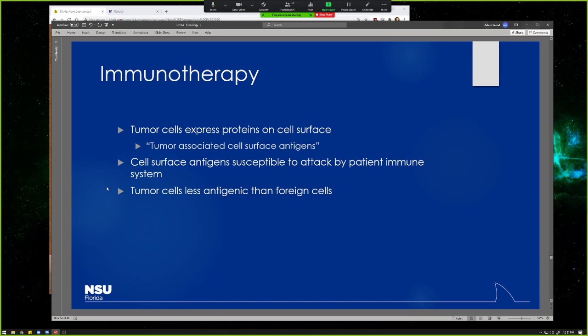All right. Another way we could try to attack cancer cells would be with what we call immunotherapy. This is basically where we are trying to take the patient's own immune system and ramp it up to attack these cancerous cells. Cancer cells tend to be a little less antigenic than foreign cells, but if we can stimulate the immune system, it can then start to attack those cells and get rid of them, right, through the complement system and all of that.